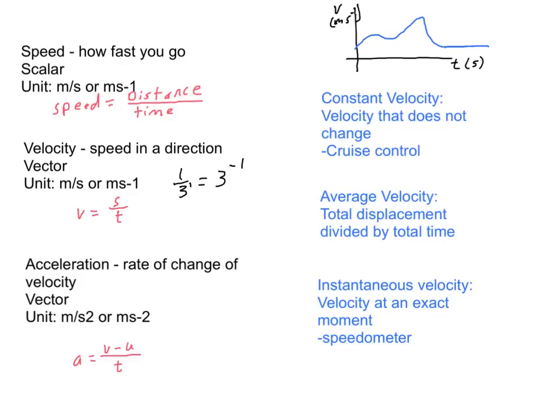Instantaneous velocity is the velocity at an exact moment. So in other words, if you have a velocity time graph, you look at that graph. Let's say I want to figure out the velocity at this time. I trace it up, and then I come over. Whatever velocity the object is at that exact moment.